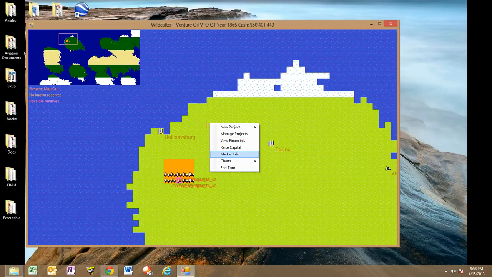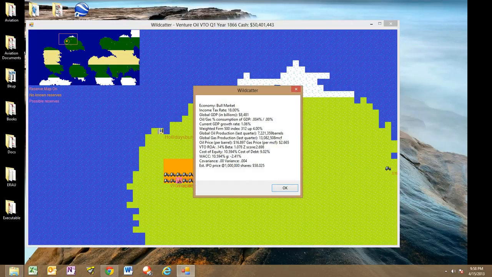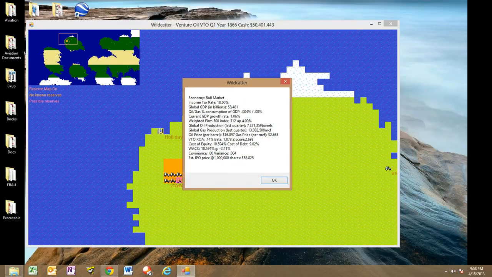So right here, I'm right-clicking on the main interface map to bring up the menu. I'm going to click on Market Info. From here, we can see the economy. It's in a bull market. That means that GDP is probably growing around 3%, but the simulation has some slight deviation in that to provide an element of randomness. The income tax rate, it's a tax holiday right now. It's at 18%.